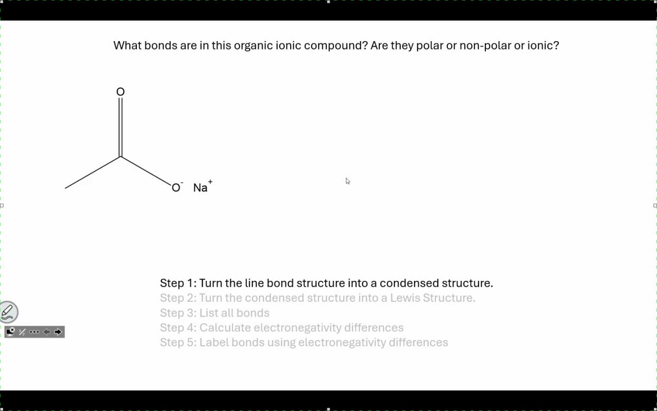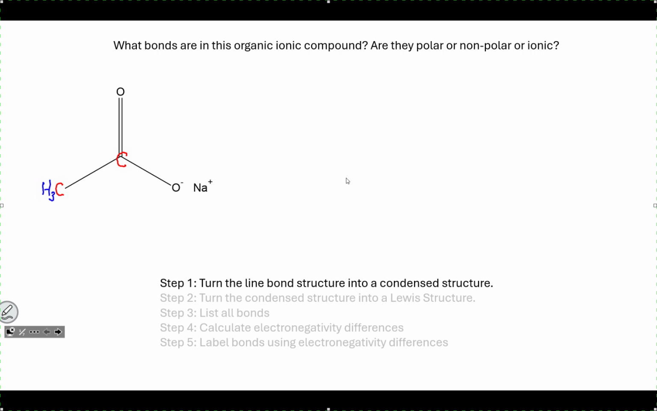So let's get started. The first step is to turn this line bond structure into a condensed structure. To do that, all we're going to do is label endpoints and vertices with carbon atoms and then add in missing hydrogens. So we have an endpoint here, that's a carbon, and a vertex, that's a carbon. And then to get the number of hydrogen atoms, we're just going to count to 4. So on that leftmost carbon, we only have one bond, and carbon needs 4 bonds, so we add in 3 hydrogens.